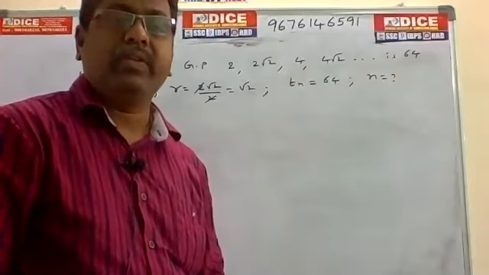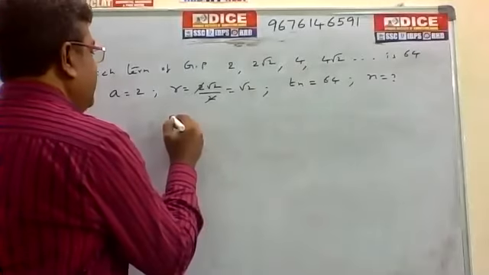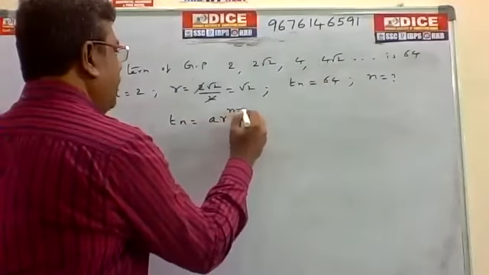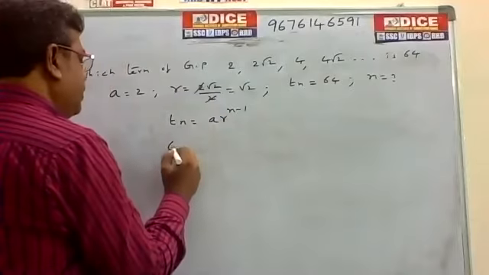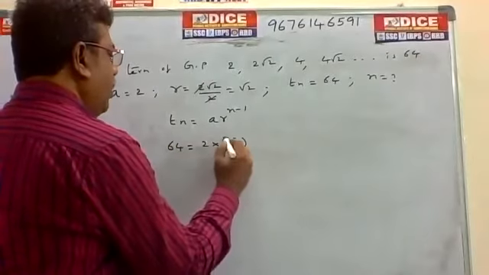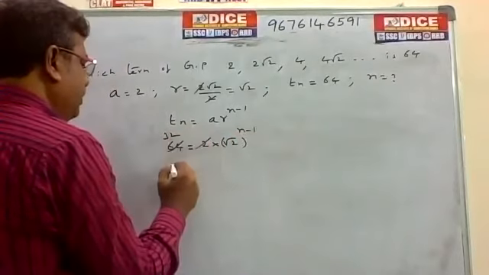So Aishwarya has 11. Very good answer from Aishwarya. Now, Tn is equal to the formula A into R to the power of n minus 1. So Tn value is 64. 64 is equal to A is 2, R is root 2, to the power of n minus 1. 2 ones are 32 times.